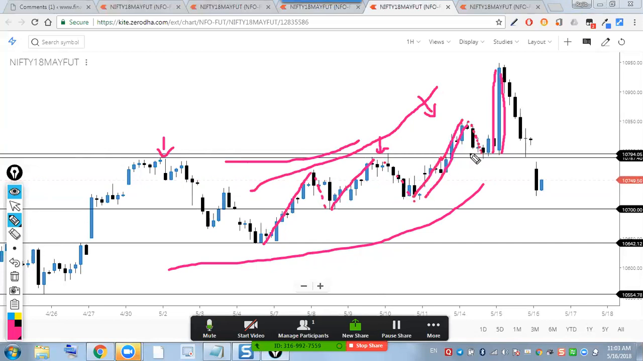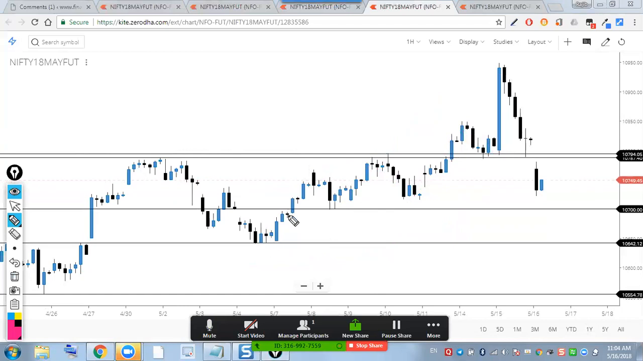And it is very important to analyze the secondary moves, the secondary swings, or we can say corrective swings. So here, this is a corrective swing, this is a corrective swing, and this is a corrective swing. Now, why is it important to analyze the corrective swing? Let me just go with different colors.